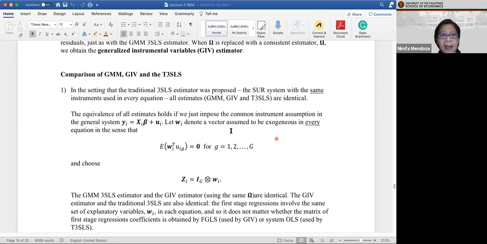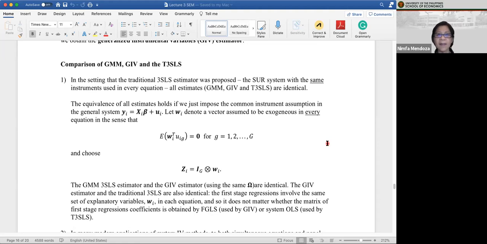Okay. In the setting that the traditional three-stage least squares estimator was proposed, this was in the context of the SUR system with the same instruments in every equation. All the estimates, GMM, GIV, and traditional three-stage least squares are identical. Okay. So if each equation has the same instruments, then all the estimates would be identical, whether GMM, GIV, or traditional three-stage least squares.